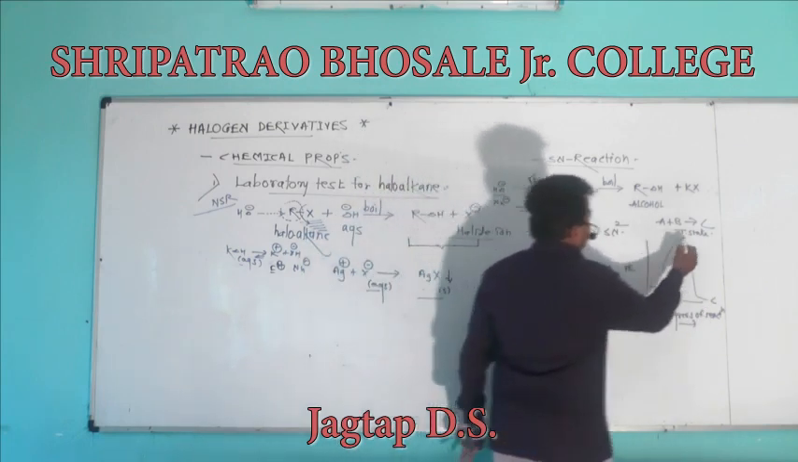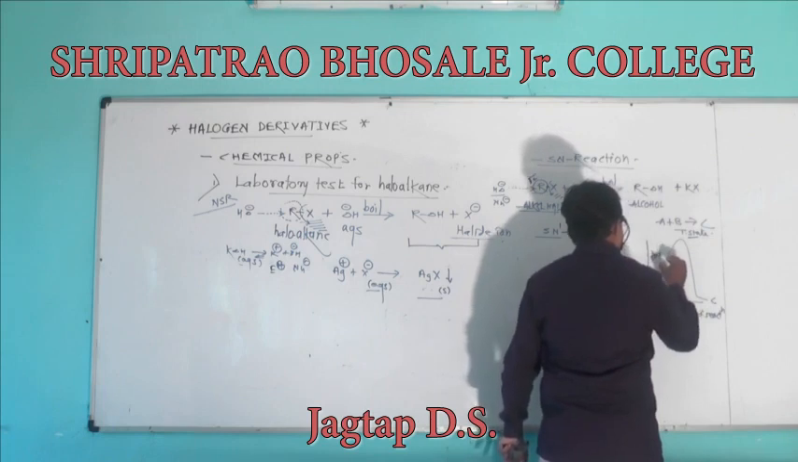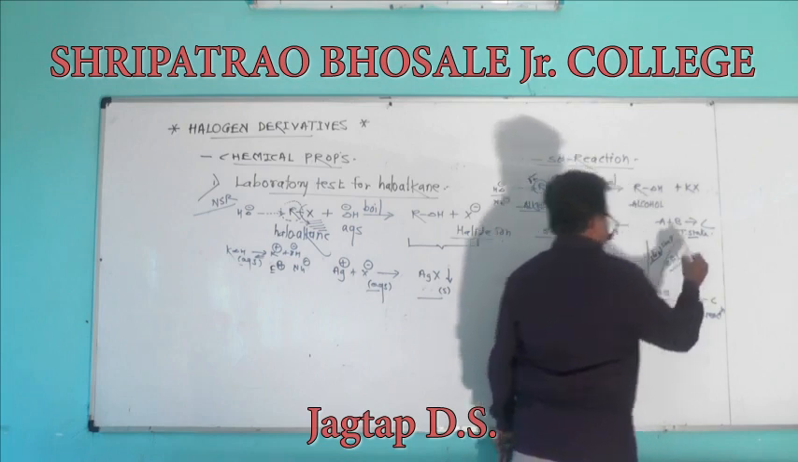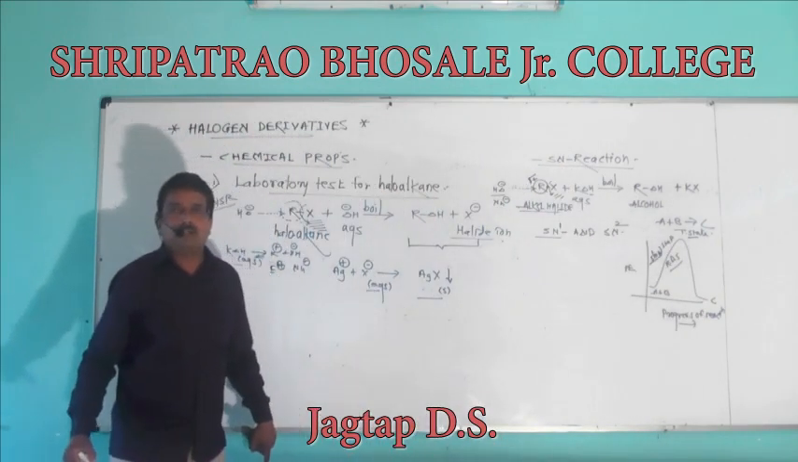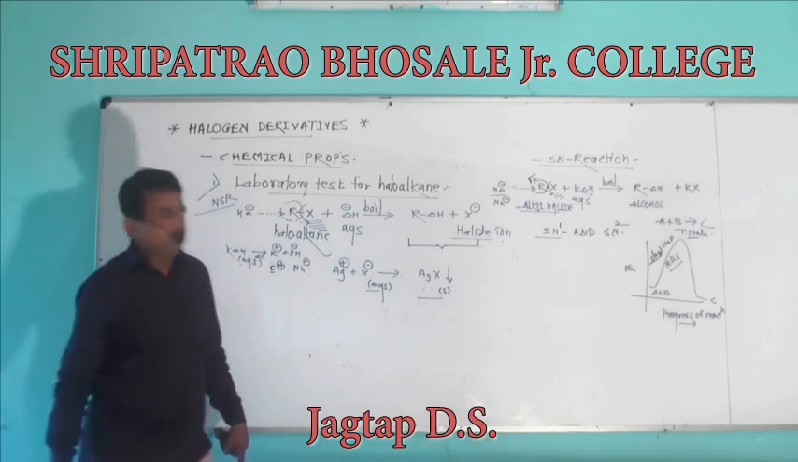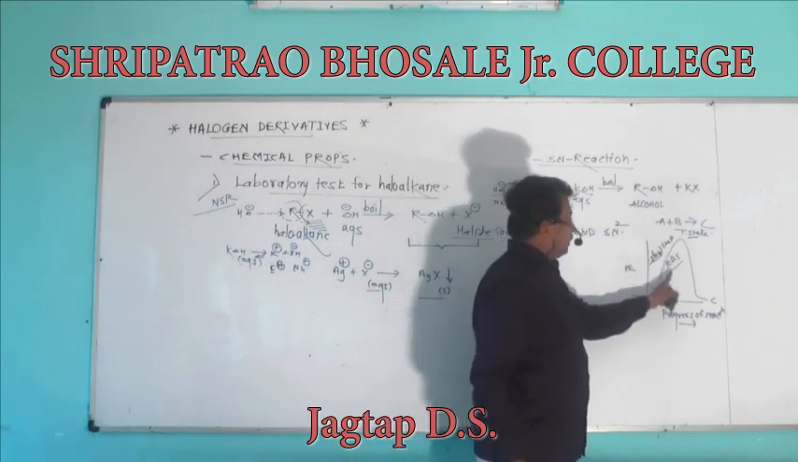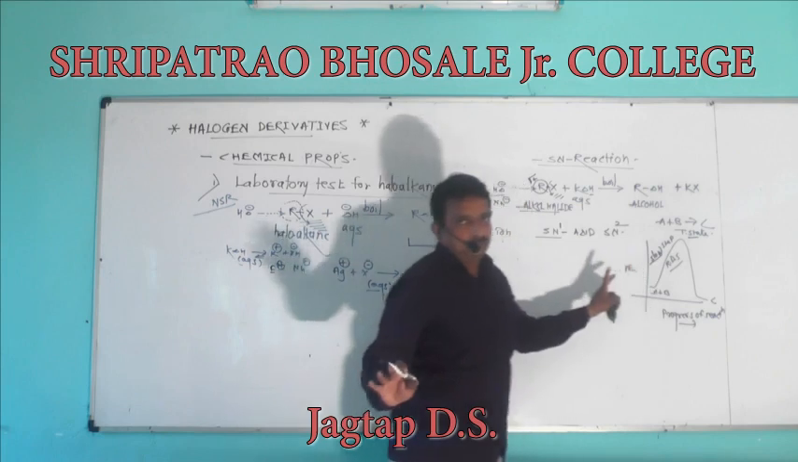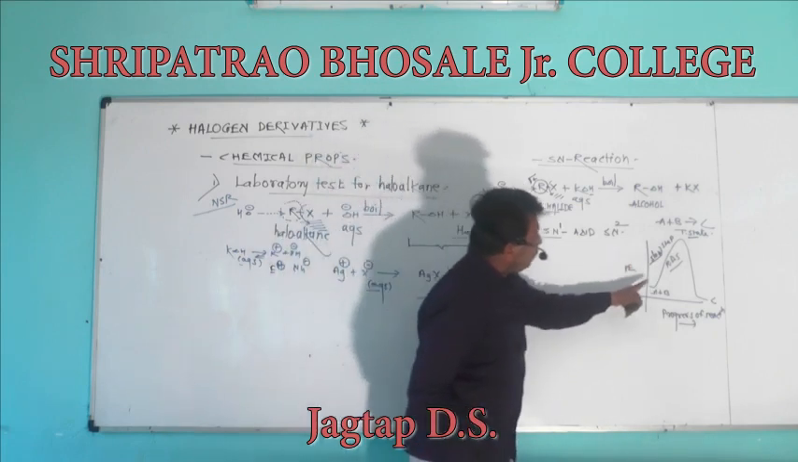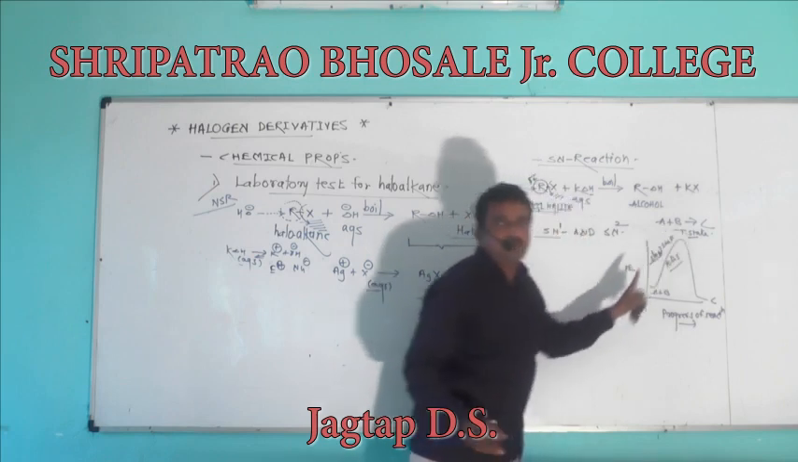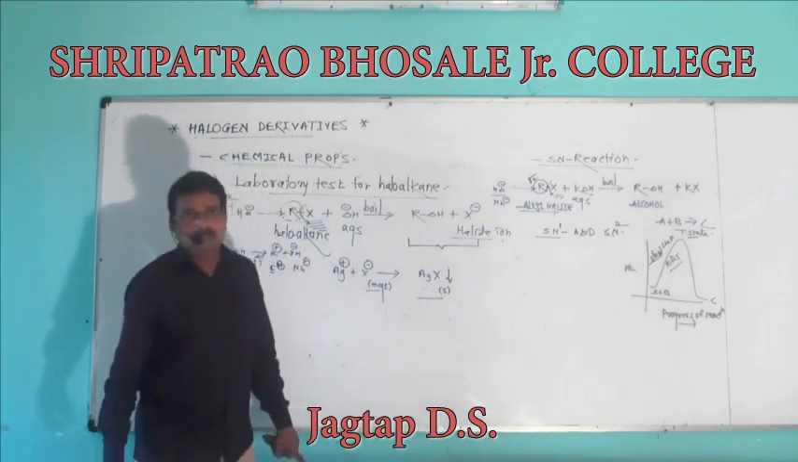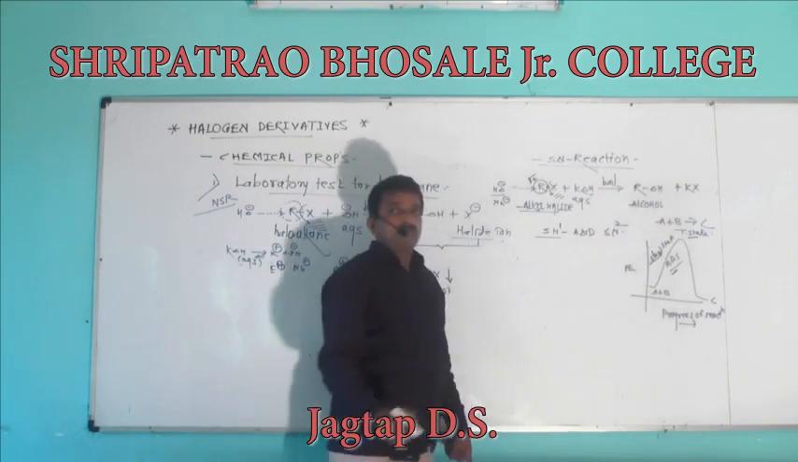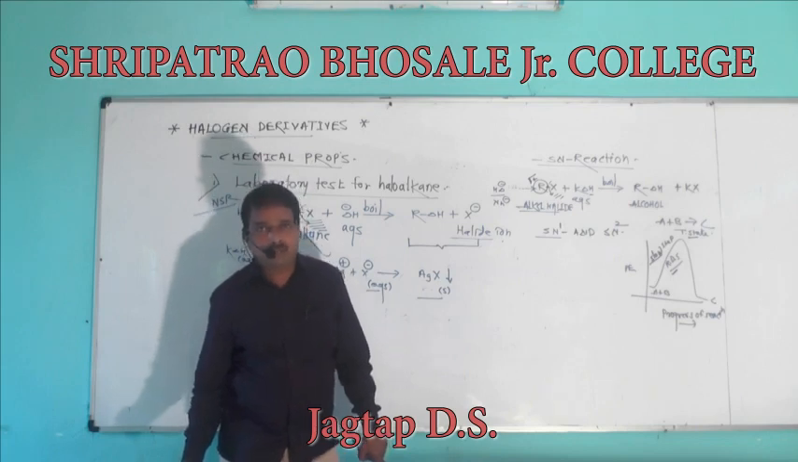The formation of TS is a slow step called RDS. RDS means rate determining step. Then the unstable transition state is immediately converted into product. Molecularity is the number of reactant species taking part in the formation of TS, that is, the number of reactant species taking part in the RDS, called the molecularity of the reaction.